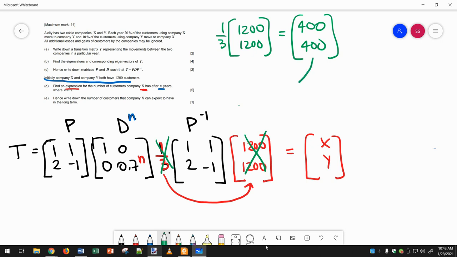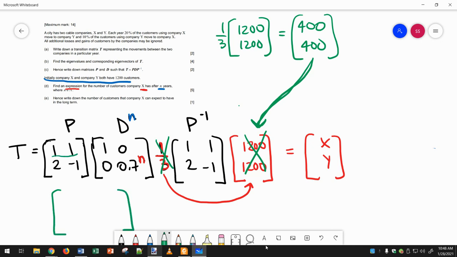Now we can follow. It's like we're replacing this matrix right here. So we're going to do P inverse times this initial state matrix once we've scaled it down. And we're going to do P times D to the n, and then we're going to multiply those two together. So let's do P times D to the n right here and see what that looks like.